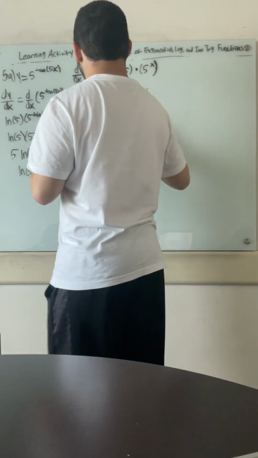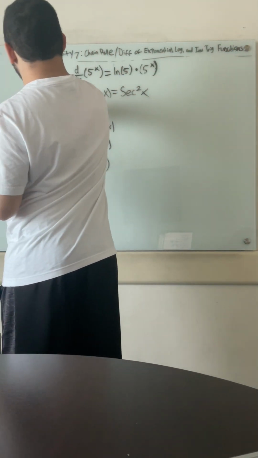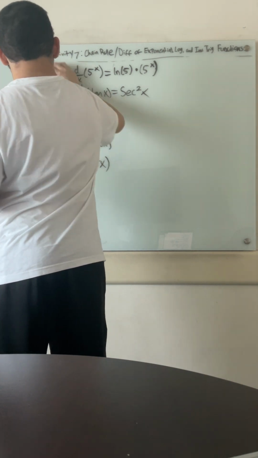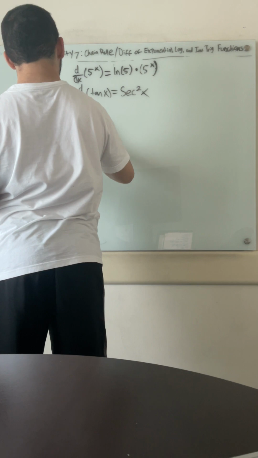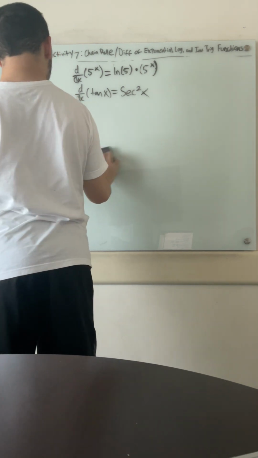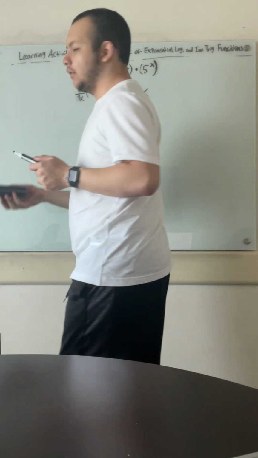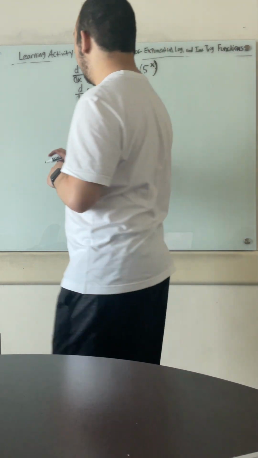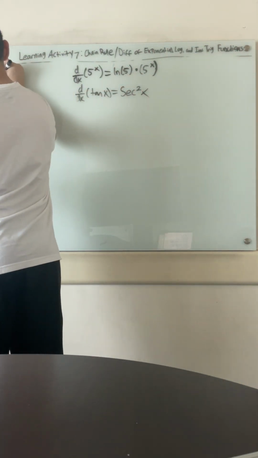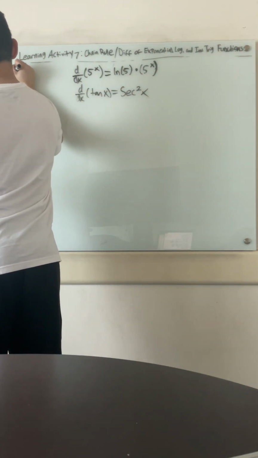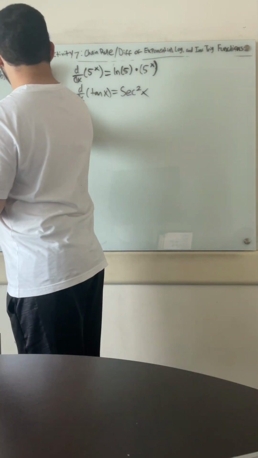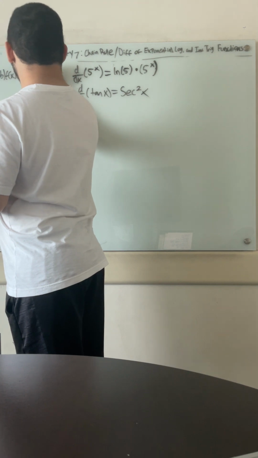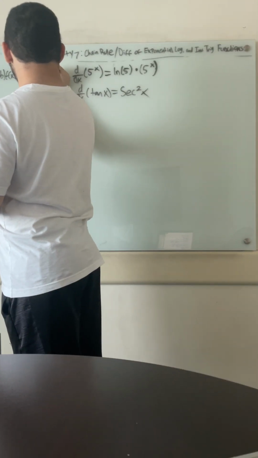Let's go to 5b. All right, so for 5b, we've got f of x is equal to log base 7 of x e to the x.